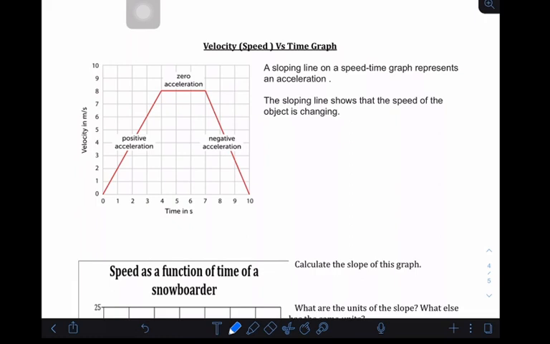When it goes from 4 seconds to 7 seconds, velocity stays the same. So this differs from a distance time graph. What this graph shows is that the velocity is staying at a consistent rate. At 5 seconds, it's 8 meters per second. At 6 seconds, it's 8 meters per second. Same at 7. What we start to see, though, is that the velocity is decreasing as time increases, which indicates a negative acceleration, or a deceleration.